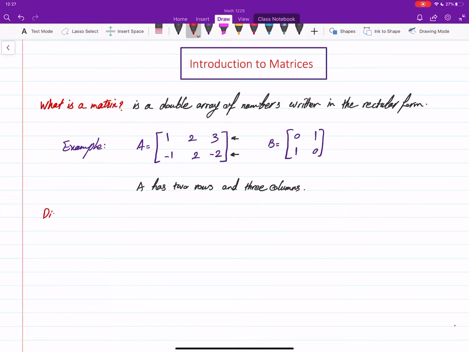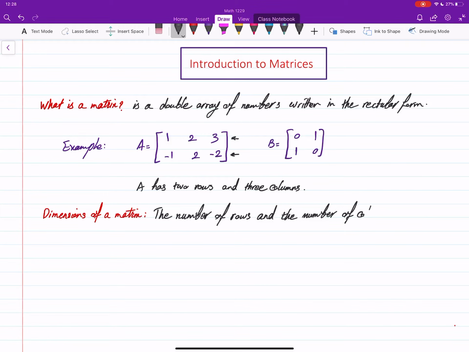So let me write dimensions of matrix. The number of rows and the number of columns are called the dimensions of the matrix.